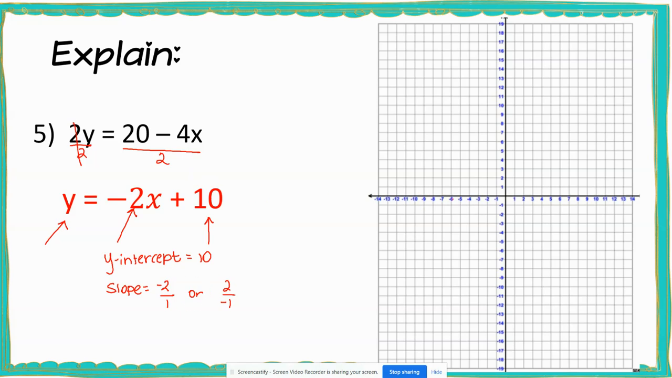So to graph this, I'm going to start by going to positive 10 on my y-axis and putting a point for my y-intercept. If I use negative 2 over 1, that means I have a rise of negative 2, so I would move down 2 units, and then a run of positive 1, so I would move right 1 unit. I also could have used positive 2 over negative 1, so I would have a rise of positive 2, so up 2, and then a run of negative 1, so I would move left 1. Then I can connect these points with a line and arrows.